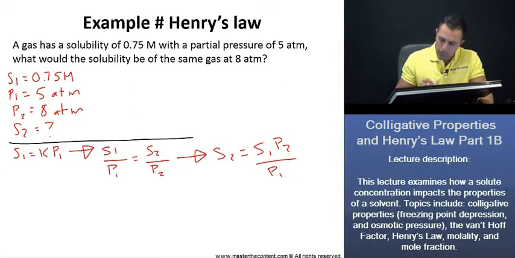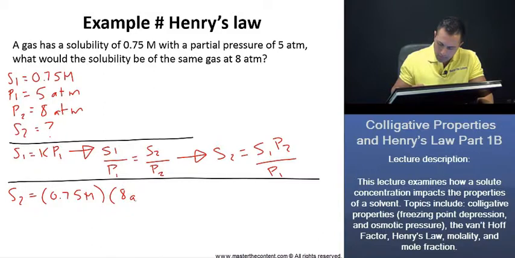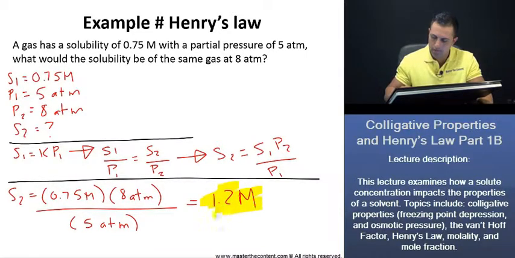Let's go ahead and fill in our values and see what we attain here. I'll just cross this out so it doesn't get confusing. We have the solubility at 5 atmospheres, which was as follows, and we have our partial pressure at 8 atmospheres, over the 5 atmospheres. Once we equate this, we find that the solubility value is going to be as follows. Great, let's now move on to our next slide.